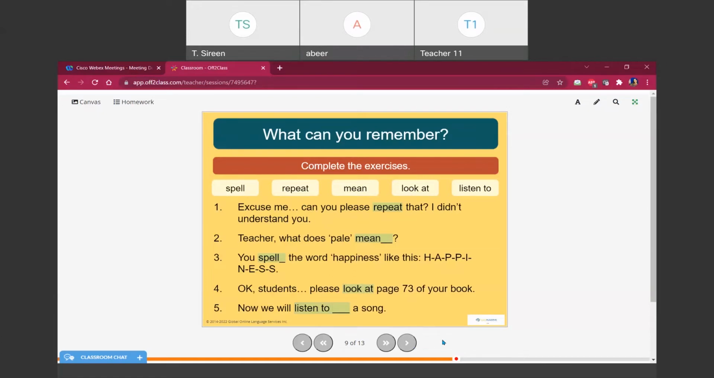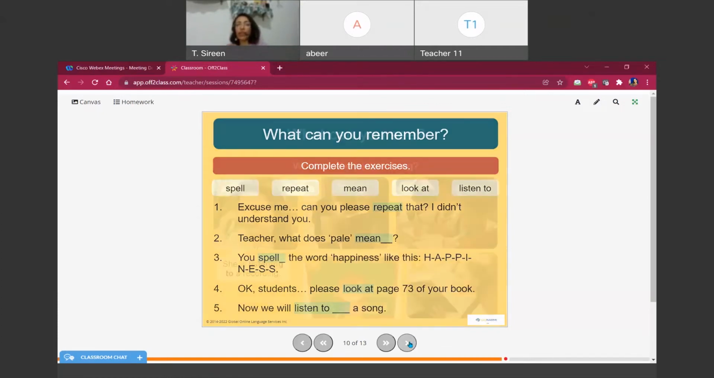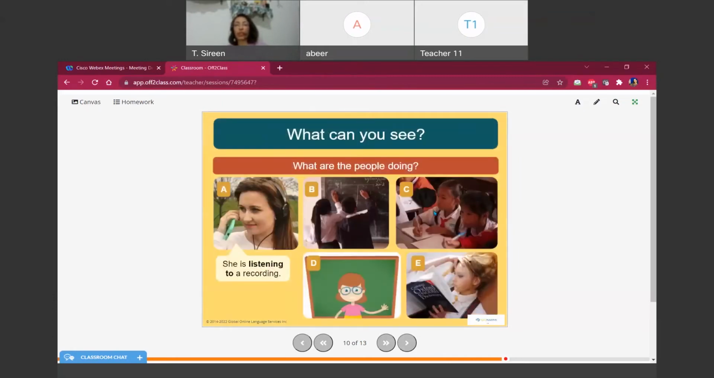تمام. So the most useful verbs that we use all the time with students are repeat, mean, spell, look, and listen also. طيب, let's continue. In here, what can you see? What are the people doing in these pictures? For example, A, she is listening to a recording. What about B? What are these students doing? She is listening to a recording.